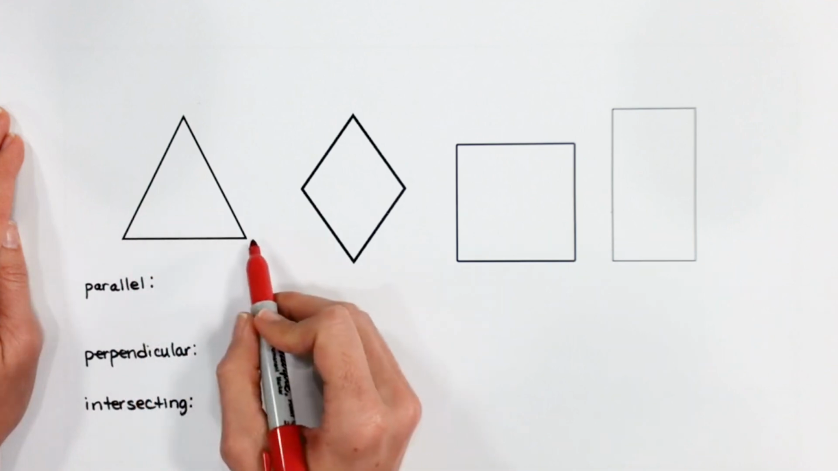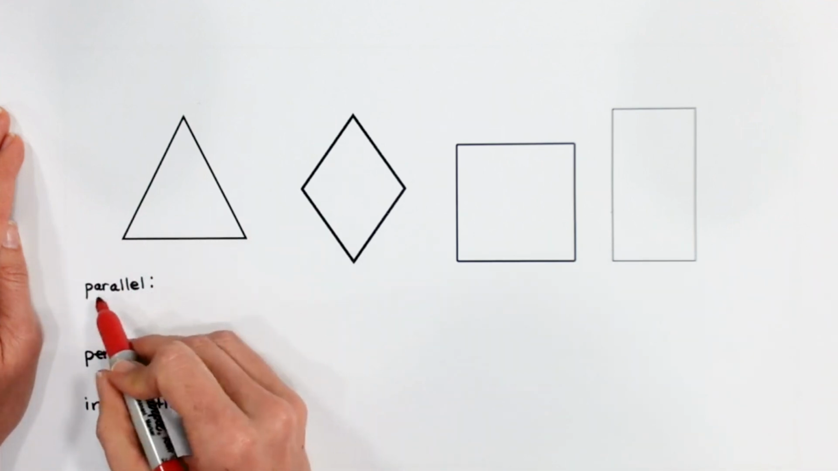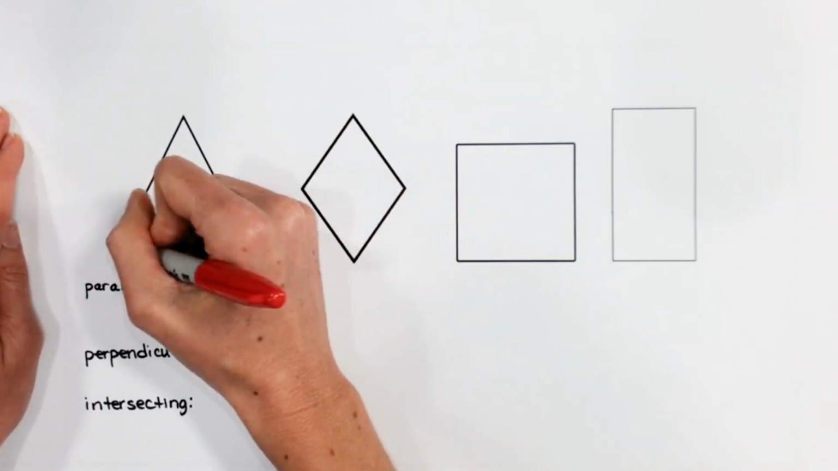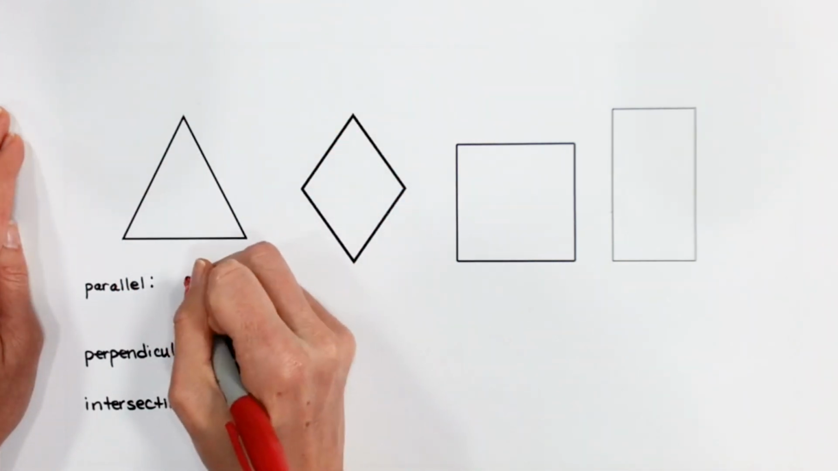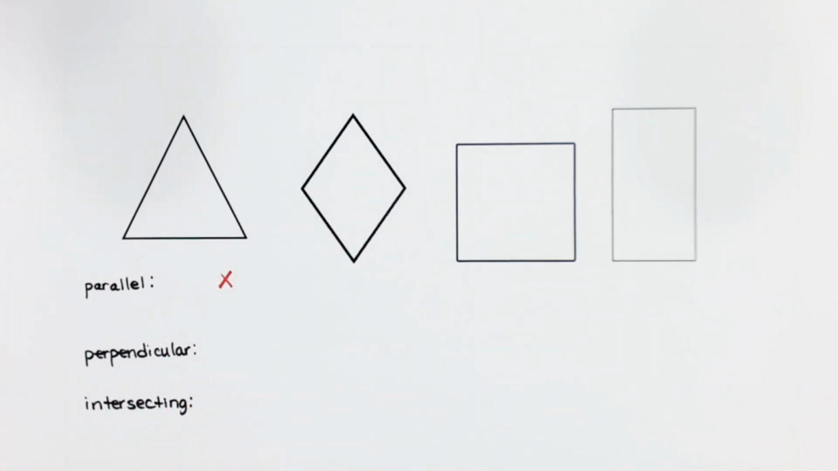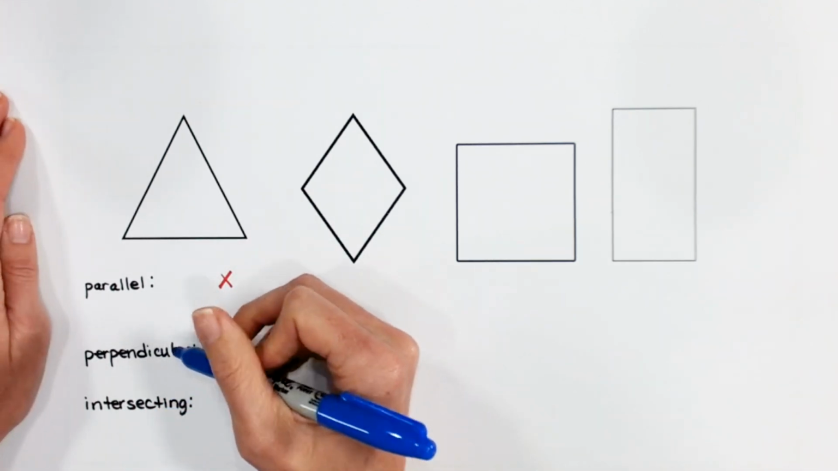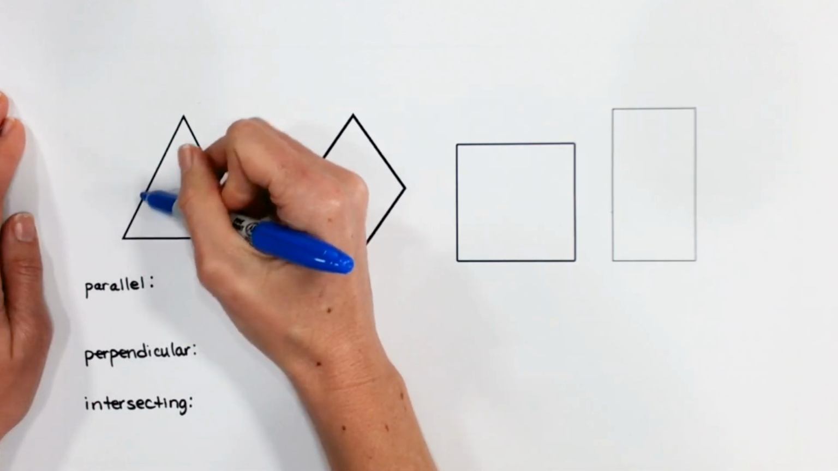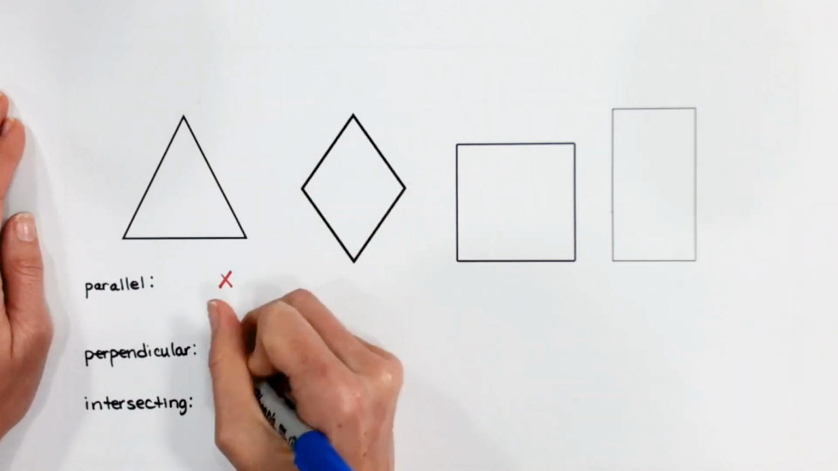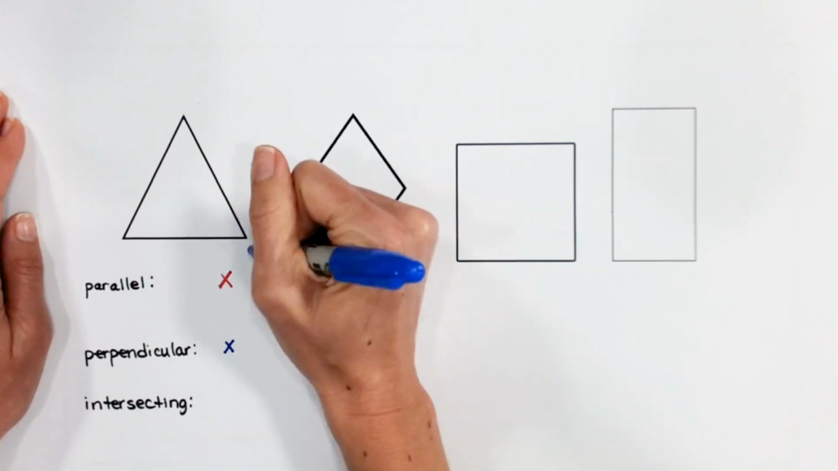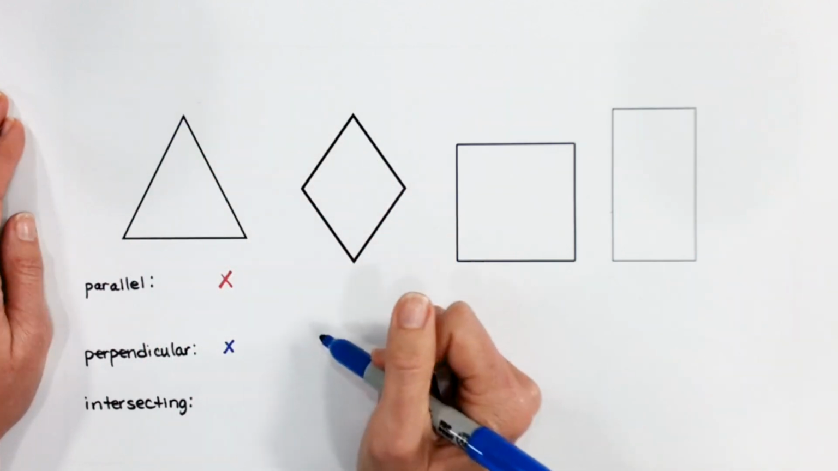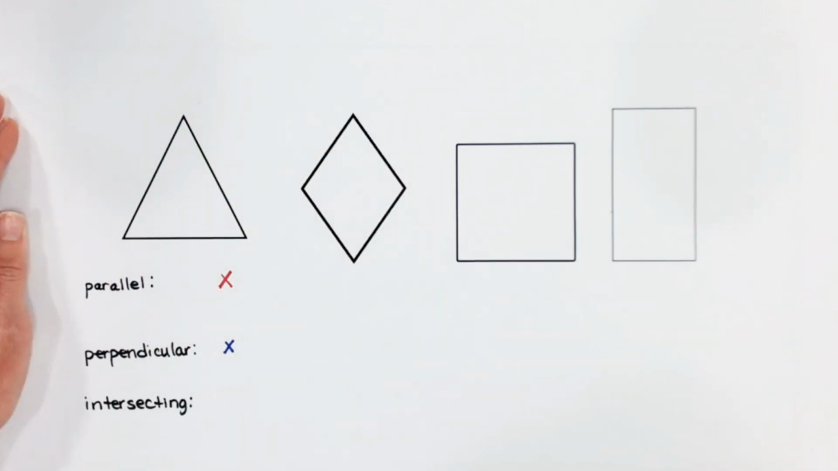So let's start with our triangle. Does our triangle have any parallel lines? Remember, parallel lines go on forever and do not touch. The triangle does not have any parallel lines. Next, let's look for any perpendicular lines. Remember, perpendicular lines will intersect at a point, and at that point will be a 90-degree angle. But with this triangle, it's not a right triangle, so it does not have any angles that are 90 degrees. So there are no perpendicular lines here.